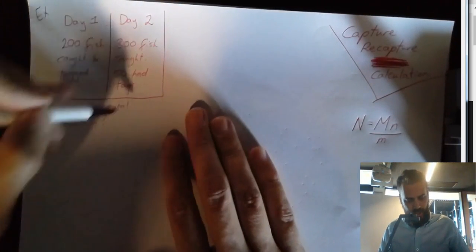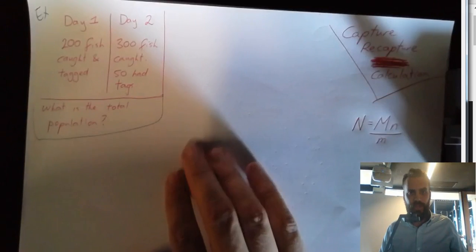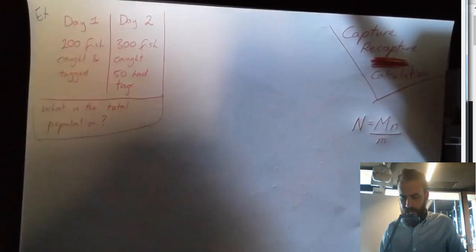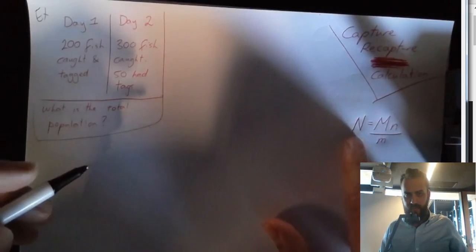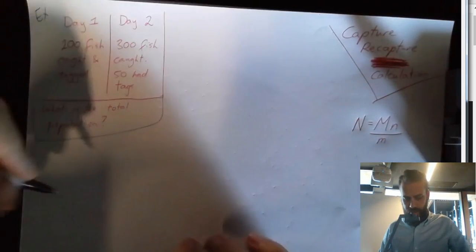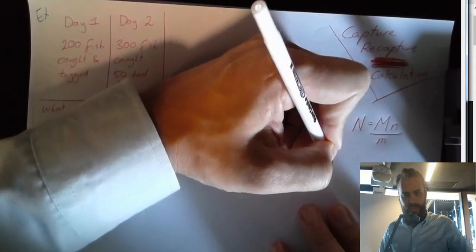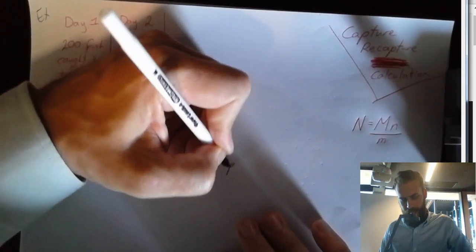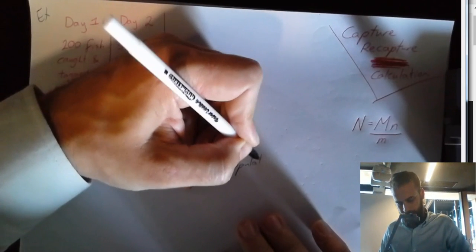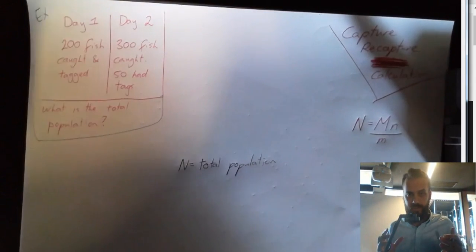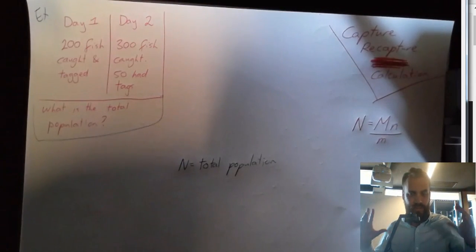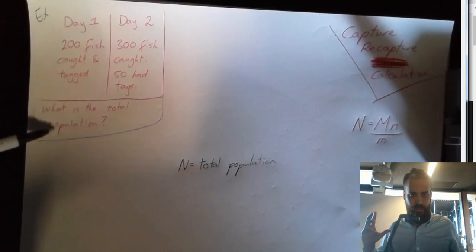The question is, what is the total population? We're going to use this formula to figure that out. Now, what does N stand for? Well, N stands for, let's put that over here somewhere. N is equal to total population. That's all the fish that are in the water. All of them. That's what we want to find out. What is the total population?